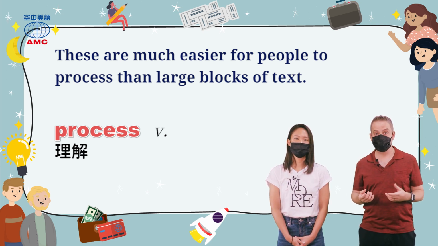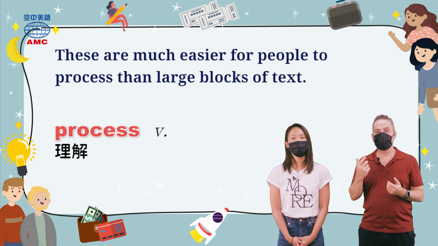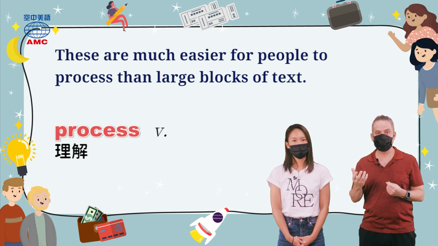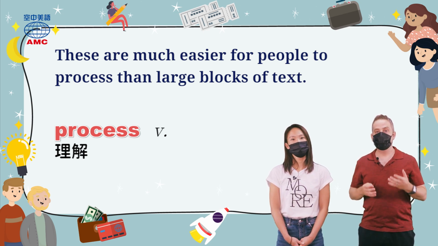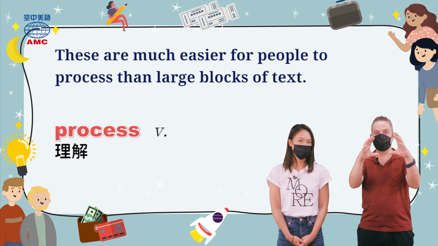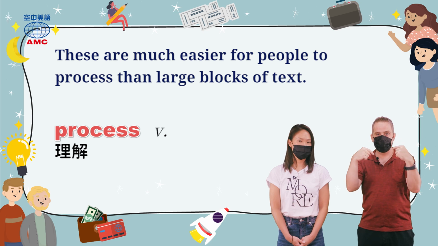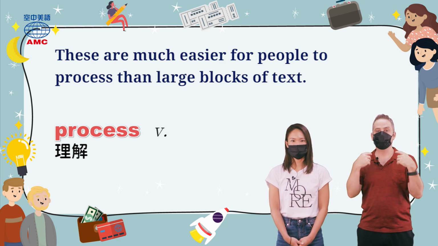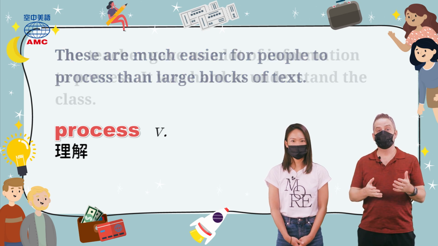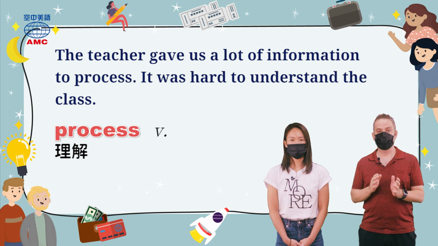one of your senses. You see it, you hear it, you smell it, and then your brain understands what that is and relates it to other facts that you know. We use it to mean, here's some information. I'm looking at the numbers, I'm looking at the graph. My brain understands what we're talking about and how it fits into this presentation. I'm processing the information. For example, the teacher gave us a lot of information to process.